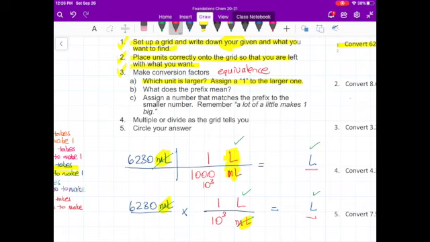All right. So if you're doing this math ways, you just have a fraction, 6,230 divided by 10 to the third, which is going to give you 6.230 liters. Boom, done. This line here means divide. 6,230 divided by 1,000 is 6.230. Boom, done.